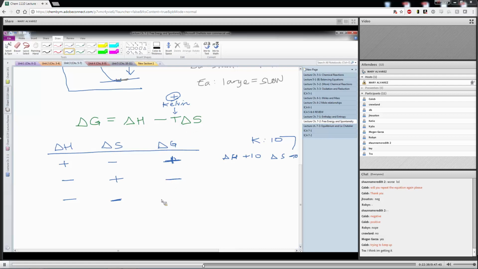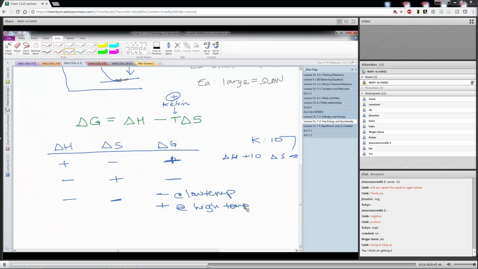Now my delta G will depend on my temperature, because if I'm at a high temperature, then this piece of the puzzle is stronger, so it would be positive. But if I'm at a really low temperature, then it doesn't matter how big delta S is, and the delta H part of the contribution would be more important. So here then we find that we'll be negative at low temperatures and positive at high temperatures.